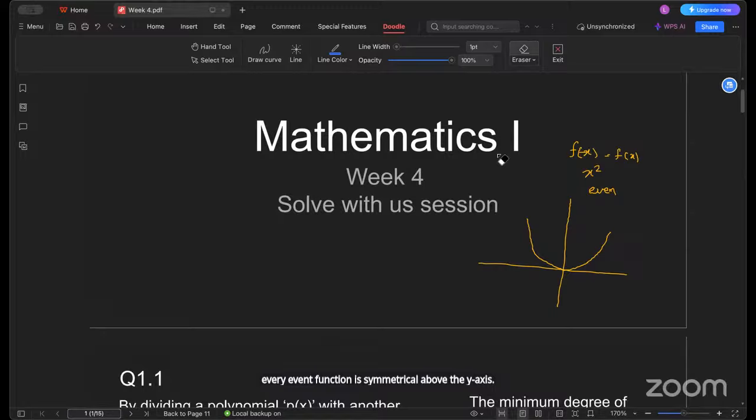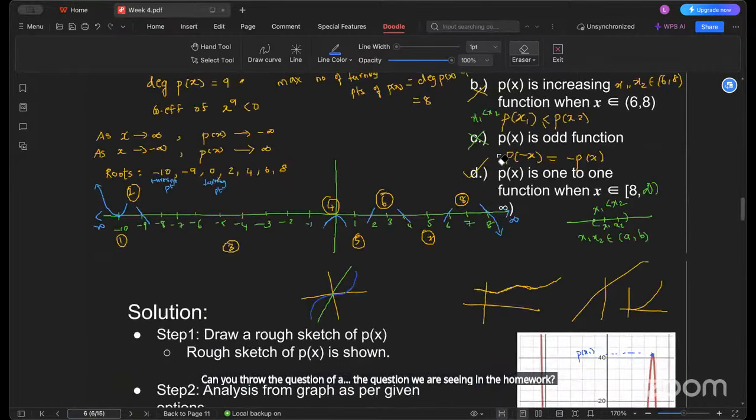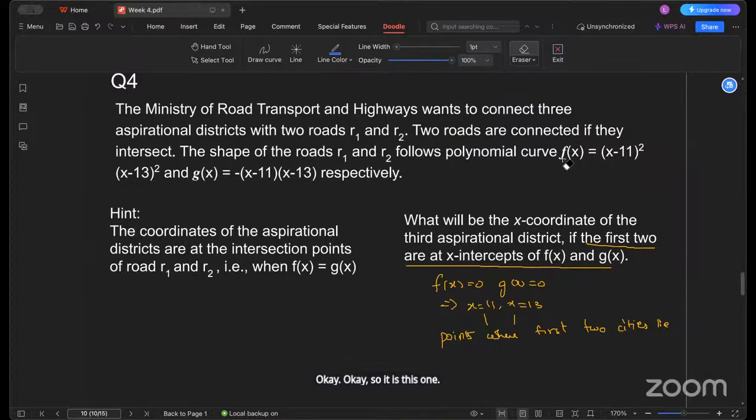Can you show the question we are seeing as the homework? Okay, so it is this one. Try to visualize the graphs of these functions.